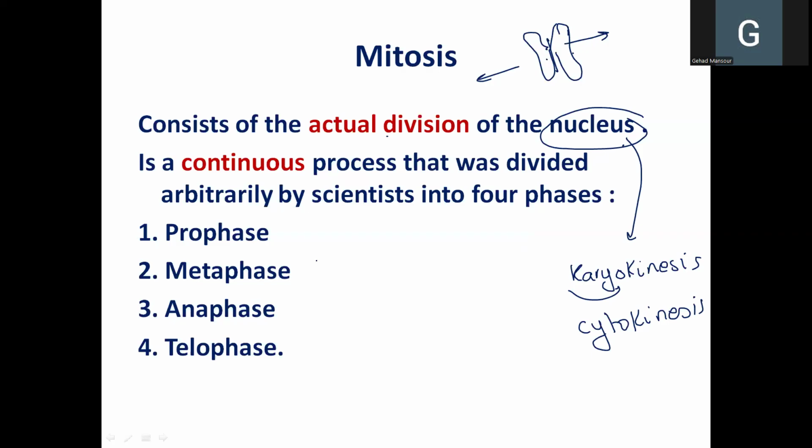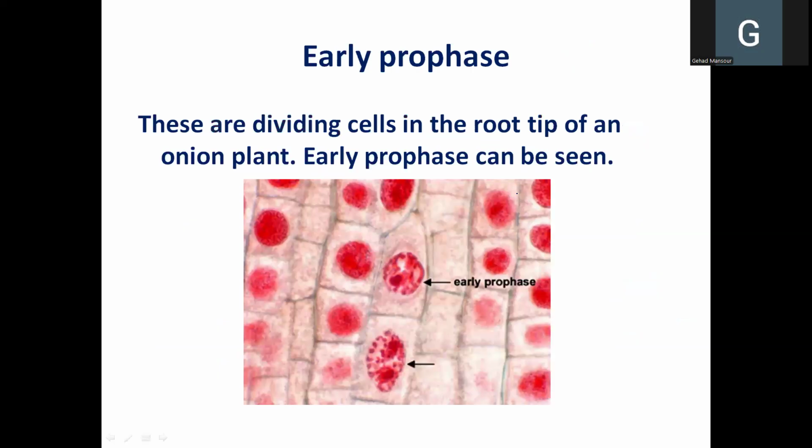Mitosis is a continuous process, meaning that the phases are continuous with each other. But scientists, for making our life easier, divided them into 4 phases. But there are no clear distinctions between the 4 phases. They merge into each other. Prophase is divided into early prophase and late prophase. And now we move on to early prophase. Let's first see what the stages of early prophase are.